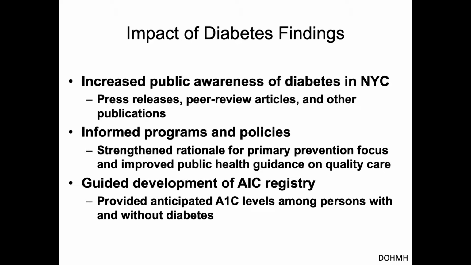These findings can inform programs and policies. For example, they can strengthen rationale for primary prevention focus and improve public health guidance on quality care. And these diabetes findings actually guided the development of the A1C registry at the Department of Health. And this provided anticipated A1C levels among persons with and without diabetes. So this is really a great example of a registry that is being used for non-communicable disease that can be used for surveillance in the city.